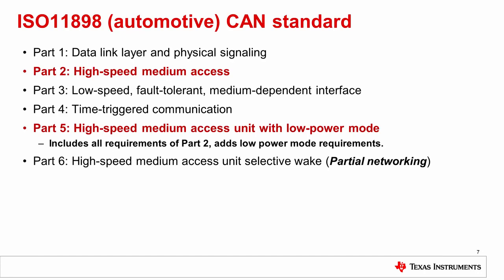Part 5 is high-speed medium access unit with low power mode. This includes all the requirements of Part 2, yet adds low power mode requirements. Part 6 is high-speed medium access unit with selective wake. This is sometimes referred to as partial networking.